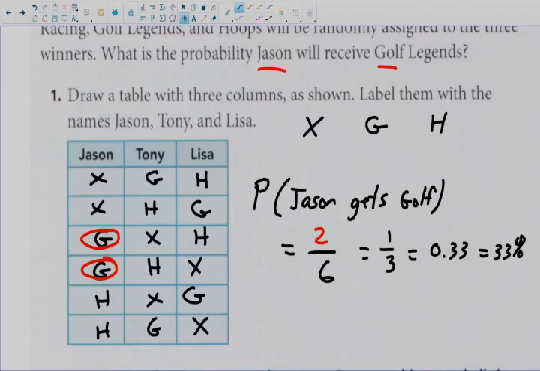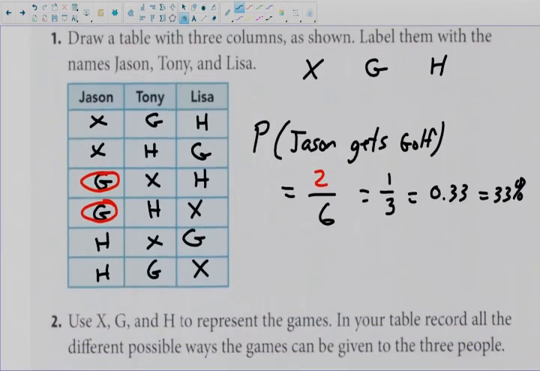And I could ask the question, what is the percentage of Lisa getting Hoops? Or what is the percentage of Tony getting Extreme Racing? I could also ask the question, what is the chance of Tony not getting Extreme Racing? If I asked a question like that, you'd actually have to look at all the cases where Tony doesn't get Extreme Racing, which would be 1, 2, 3, 4, which would be 4 out of 6 chances. So you can ask quite a few different interesting questions with probability.